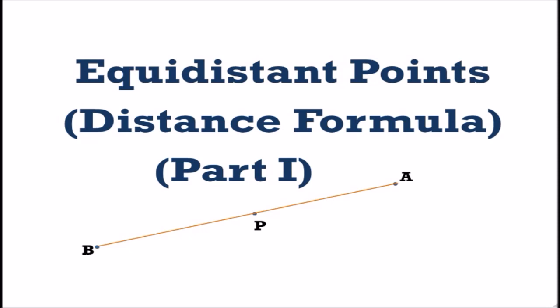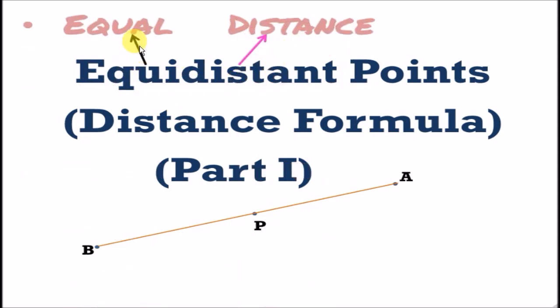Hello dear students, today we are going to start with a new subtopic, equidistant points under distance formula. This series also has been divided into two parts, the first of which will be done today. The word equidistant here can be broken into two parts as equi and distant. Equi means equal and distant means distance.